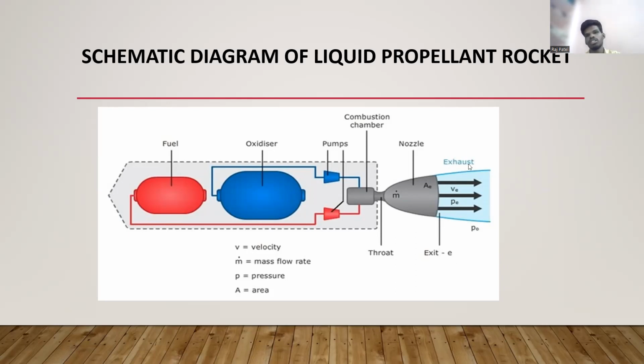V is the exhaust velocity or exit velocity, P is the exhaust pressure, and P naught is the stagnation pressure, and V is the velocity. M dot is the mass flow rate, P is the pressure, and A is the area.